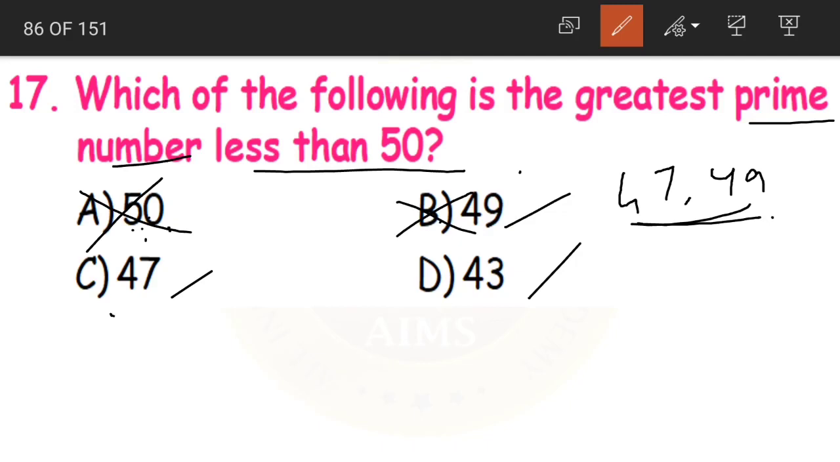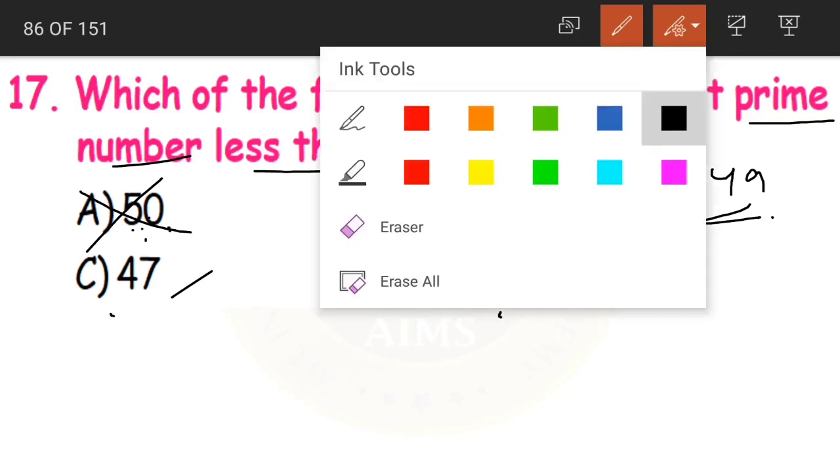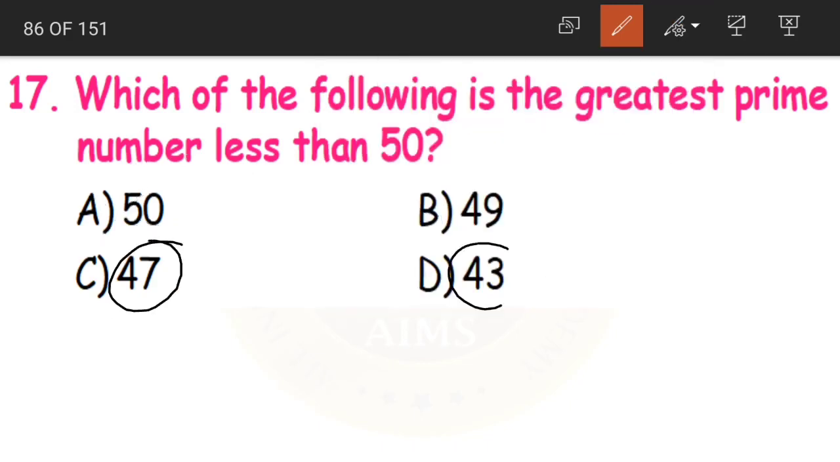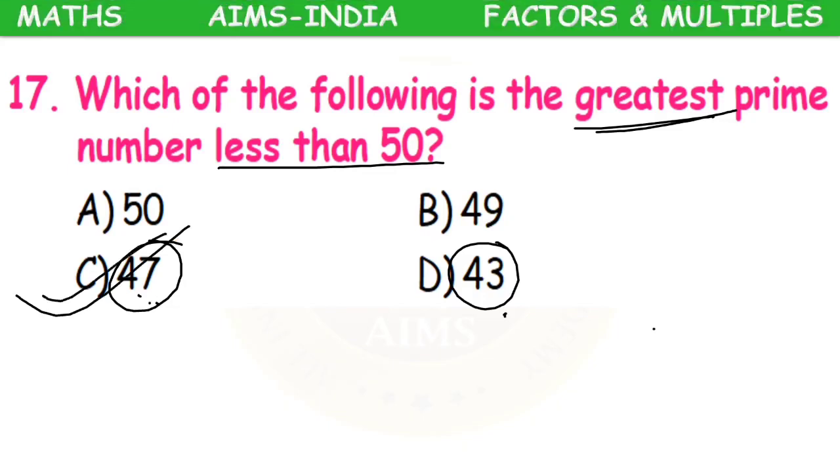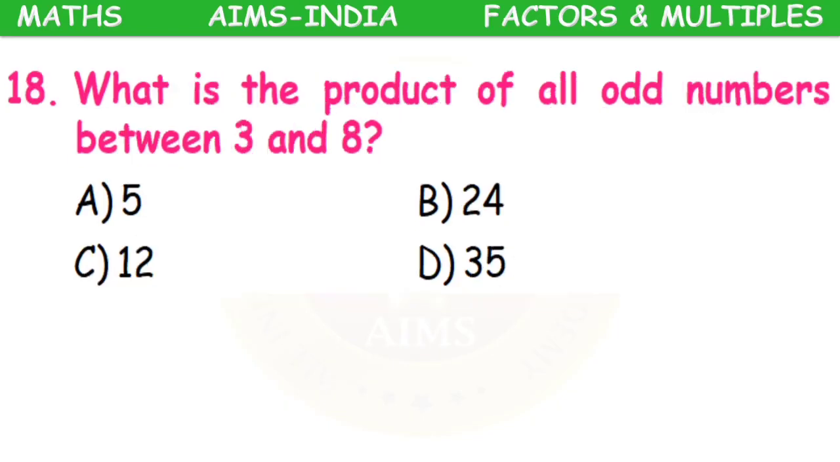Now coming to 47 and 43, children. Both are prime numbers and both are less than 50. But among these, we want our greatest prime number. So between 47 and 43, 47 is the greater one. So 47 becomes our correct answer. Okay. Next question. What is the product of all the odd numbers between 3 and 8?